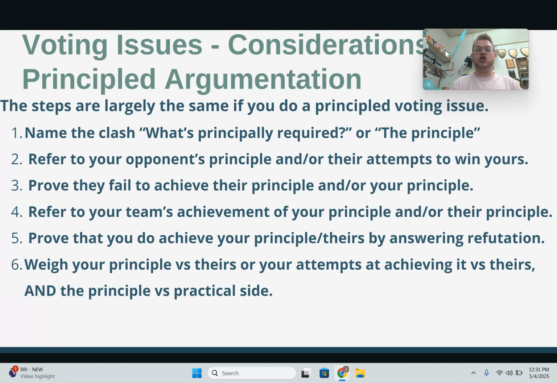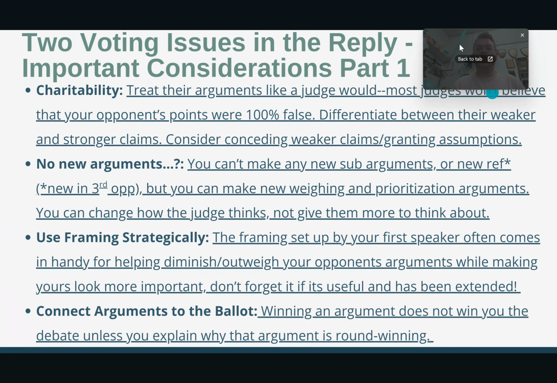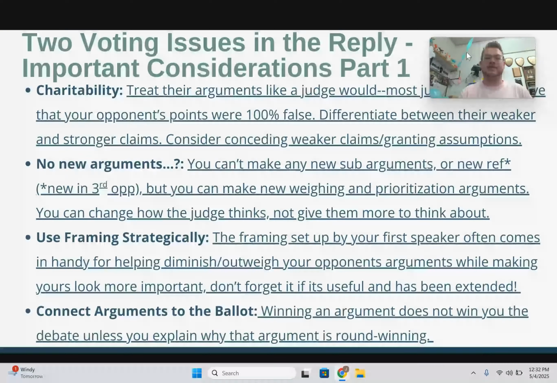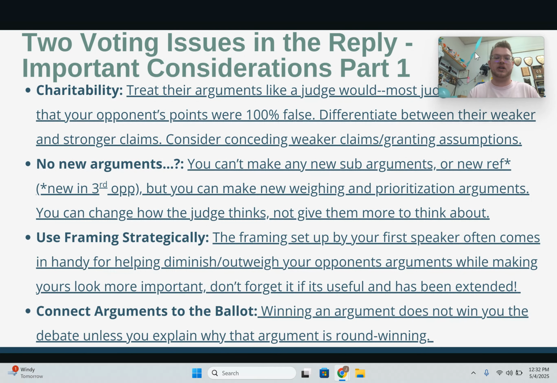Prove that you do achieve yours and theirs by answering their attacks, and then weigh your principle as more important than theirs, as in justice is more important than freedom, or that your attempts at achieving justice on your side of the motion are better than their attempts at achieving justice on their side of the motion. And you can tell us why the principle part of the debate has to come before the practical part of the debate. So, what are some things that we should think about or consider as we are preparing our two voting issues in the reply?